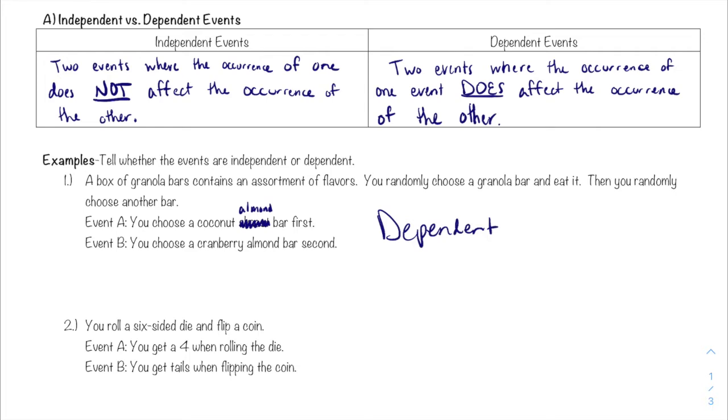And so you can see how the probability of the second event happening depends on what I did in the first event. Now, if I had taken that coconut almond bar and looked at it and thought, this doesn't look really good, and put it back and then chosen a cranberry almond bar, then it becomes independent because I put the bar back. So when I go to choose my second bar, it doesn't matter what I chose the first time. So that's the key: taking something and not putting it back makes it dependent.